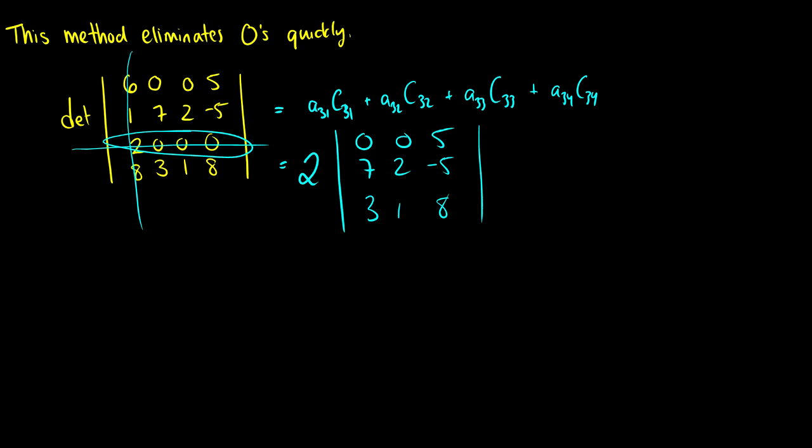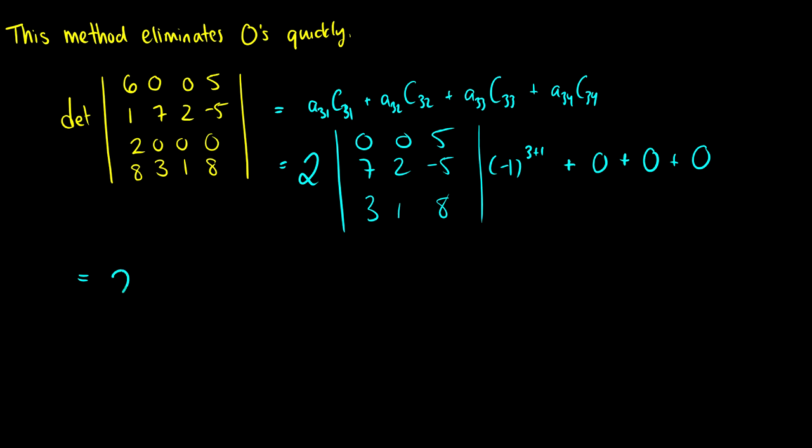And then, of course, I also have to take negative 1 to the power of i plus j, which will be 3 plus 1. So that's A31, C31. Now we need to do the next one. A32 is 0, so that's done. A33 is 0. A34 is 0, so those will all be 0. And look, now with one operation and one calculation, we have reduced this to 2 times the determinant of 0, 0, 5, 7, 2, negative 5, 3, 1, 8.